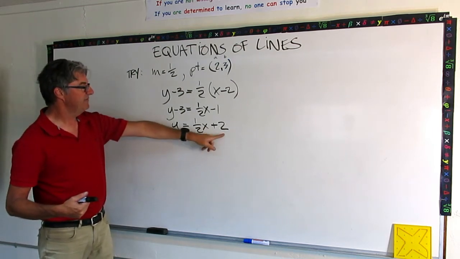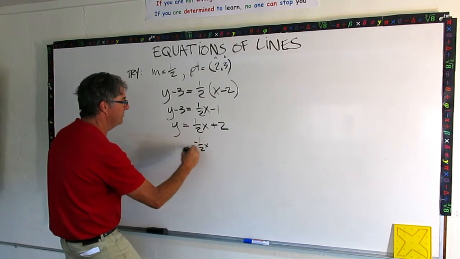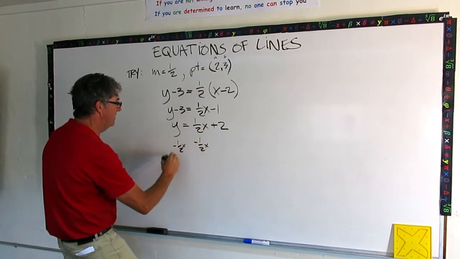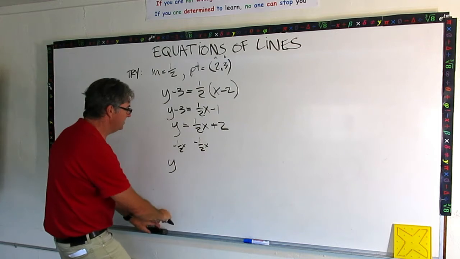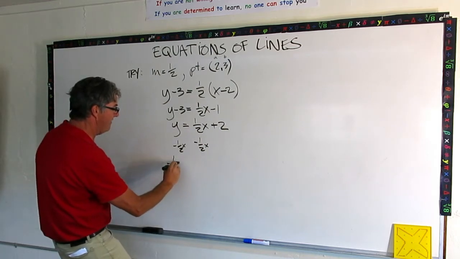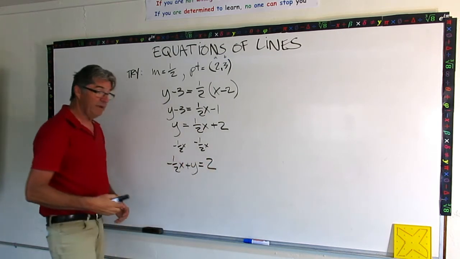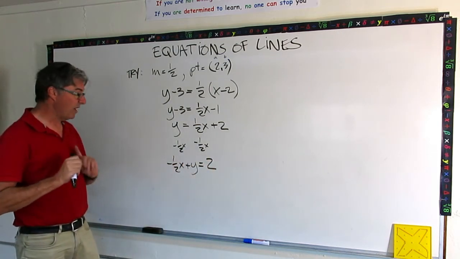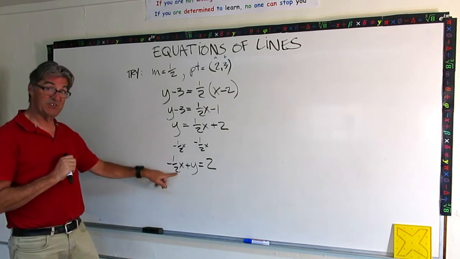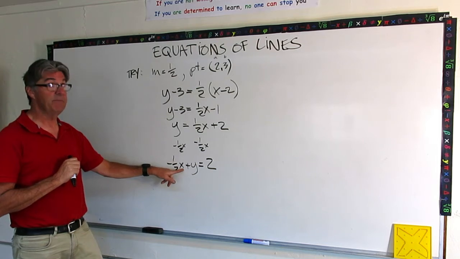Finally, I need to put it into general form. So I'm just going to leave the 2 here and move the 1/2 x over, minus 1/2 x from both sides. And I have y, let's put the x term first because we know we need that, minus 1/2 x plus y equals 2. Now I have 2 problems. I'm not quite there yet. First one is that's not an integer. It needs to be an integer, and the x term needs to be positive.